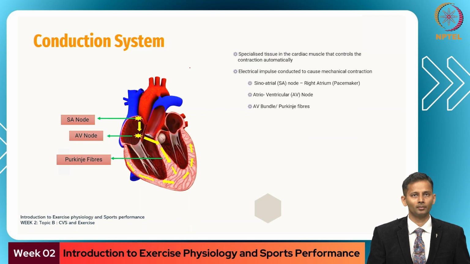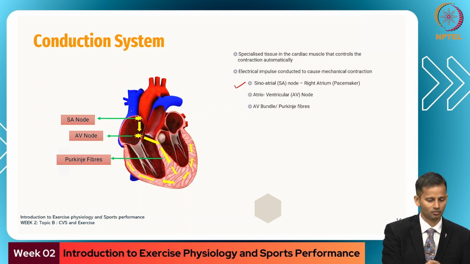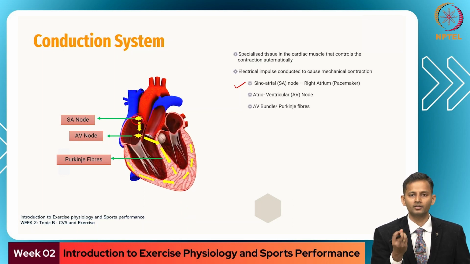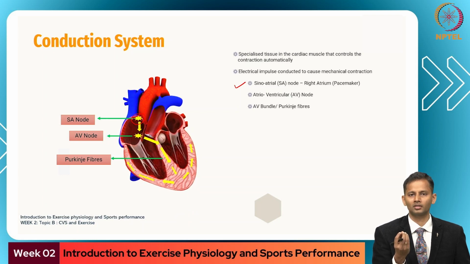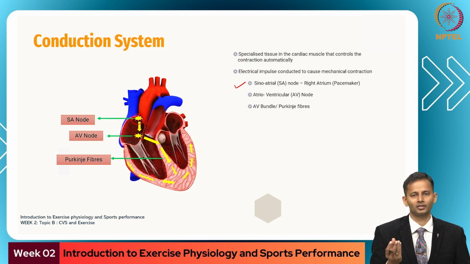So these are nothing but named as sinoatrial node, which is present somewhere in the right atrium, and it itself generates the impulse activity of the heart. So the specialized tissue results in an electrical effect which gets converted to form a mechanical contraction. It is generated at a rate of 100 beats per minute at the level of the sinoatrial node.